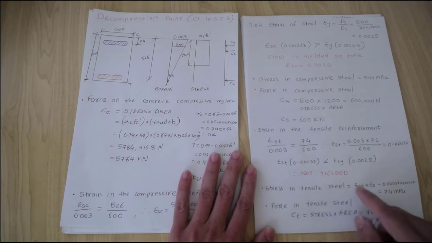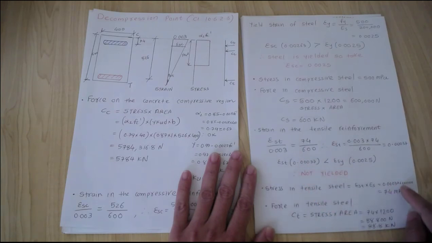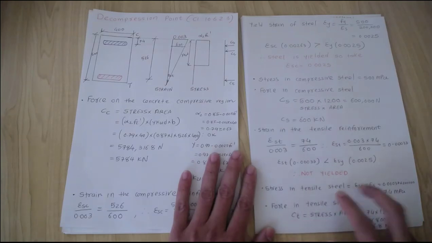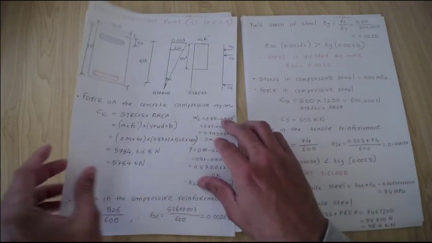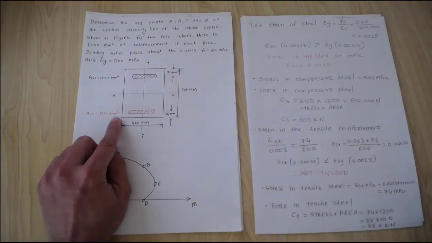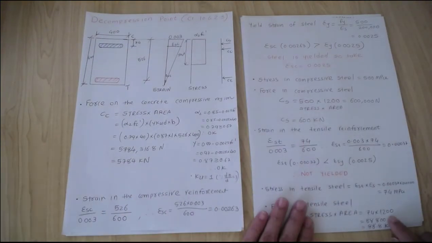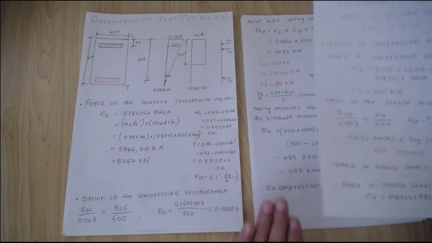The stress is equal to strain times Young's modulus, and we found the strain is 0.00037 times 200,000, so it's given as 74 megapascals. Now if you know the stress, then you can calculate the force in the tensile steel. Force is equal to stress times area. So stress was 74 times the area of the steel reinforcement, which is given as 1200 millimeter square. Substituting that gives me 88,800 newtons, and dividing by a thousand gives me 88.8 kilonewtons. We're going to use 89 kilonewtons as a round number.